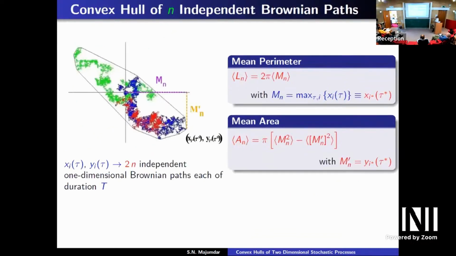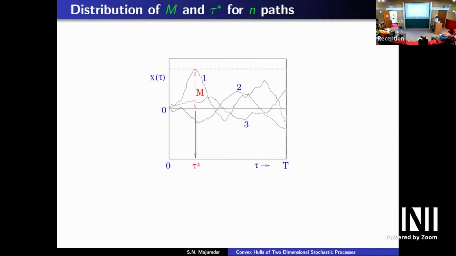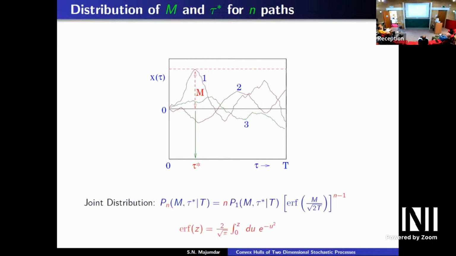Now, if I go to N independent Brownian motions, it's exactly the same, because all you have to do is take 2 pi times the expected M_N. Expected M_N means that you have N independent one-dimensional Brownian motions, and you want to know the expected maximum of that. Similarly, the formulas for the area are exactly similar. So how do I calculate that? If I have N independent one-dimensional Brownian motions and I want the statistics of the maximum M and the time at which the maximum occurs, the idea is very simple, because they are independent, and that's why I'm using the independence.